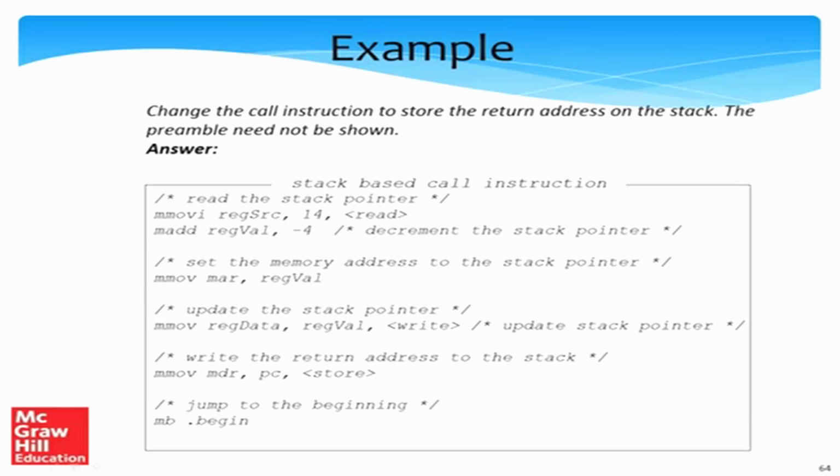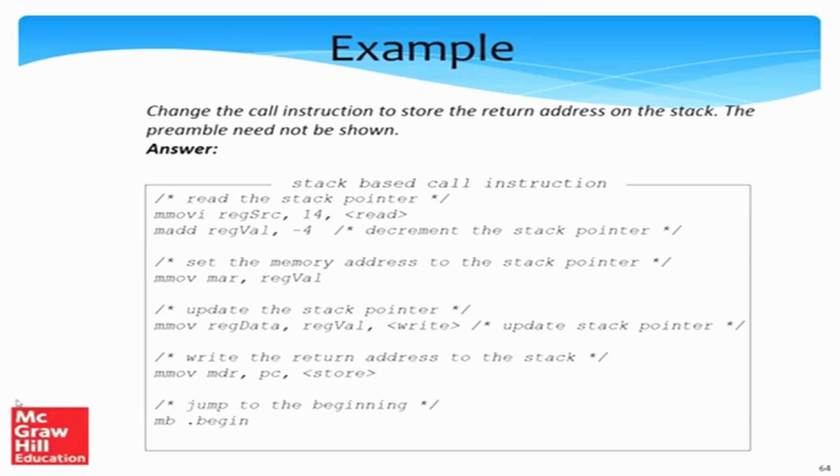Let us now consider an example. So let us change the call instruction to store the return address on the stack instead of in the return address register. So we'll just show the microcode. The preamble will not be shown because it is common to all the instructions. So a stack based call instruction is like this.